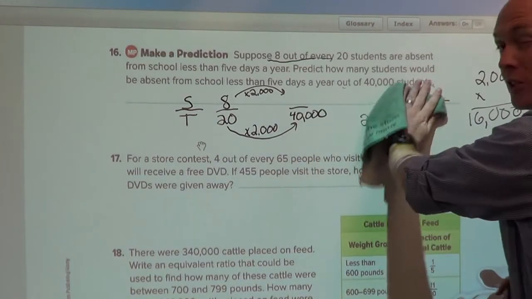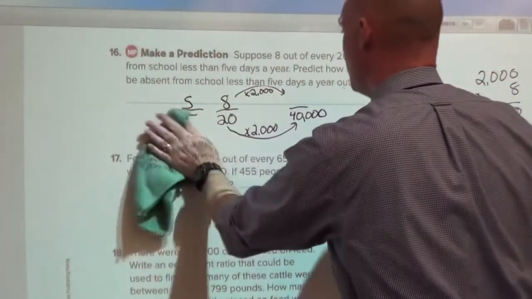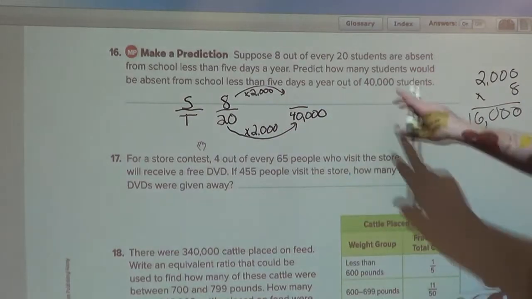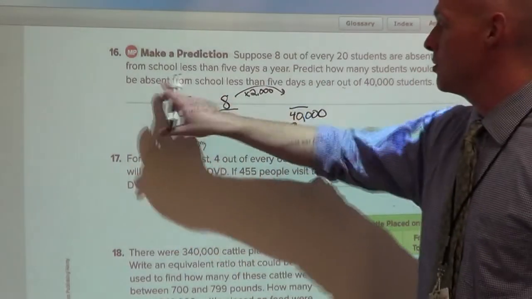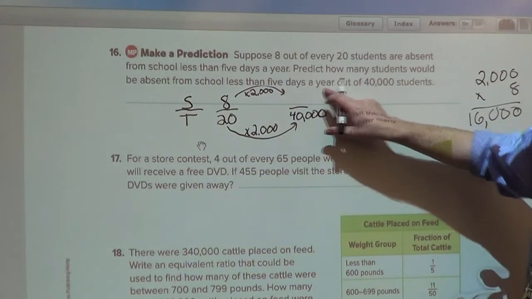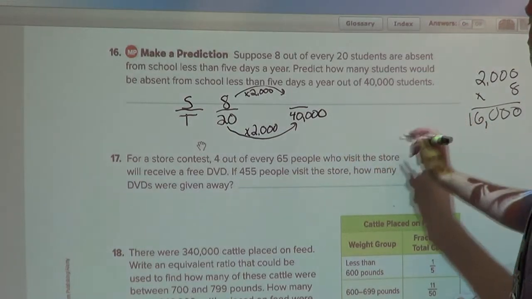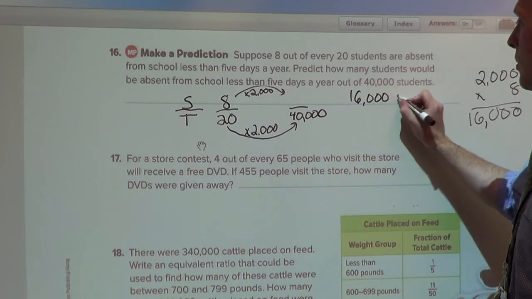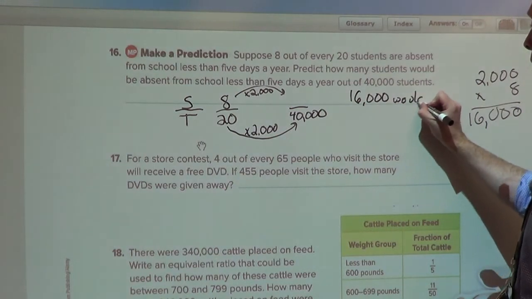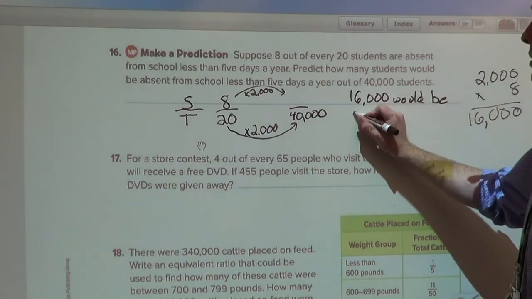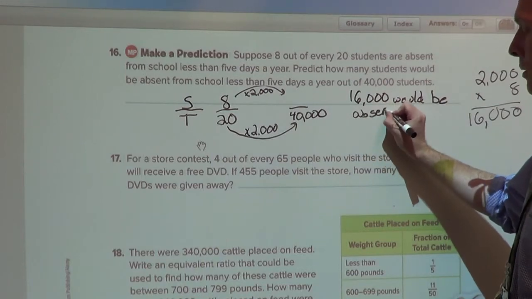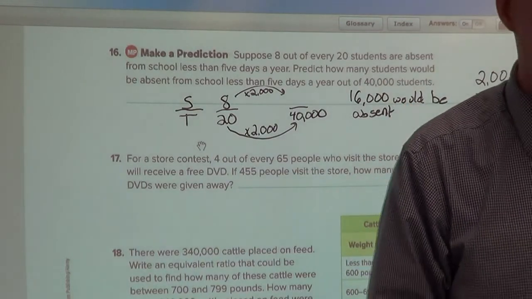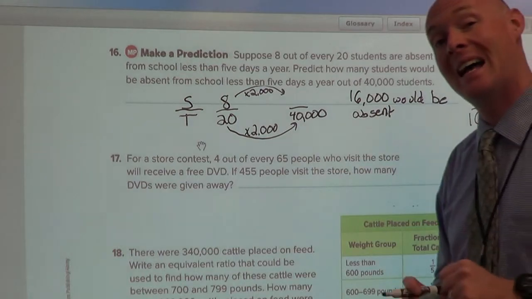I'm going to erase my work just so I can write on the line. So the answer is, predict how many students would be absent from school less than 5 days a year out of 40,000 students. 16,000 would be absent. Perfect. Let's move on to the last question.